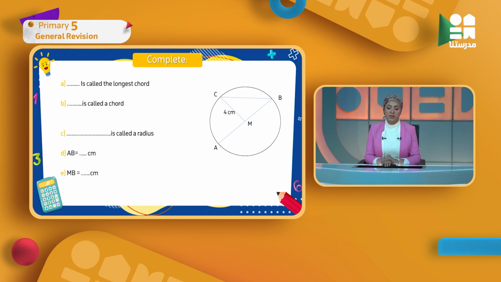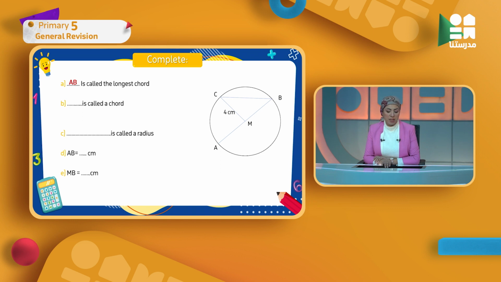Yes, it's diameter. So here AB is my diameter because it is a chord that passes through the center of the circle. So it is the longest chord, then the answer will be AB line segment. Now letter B.